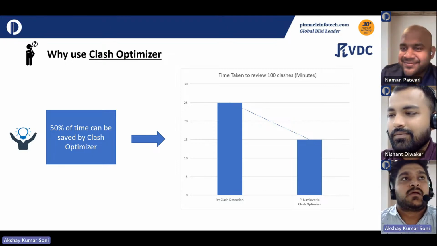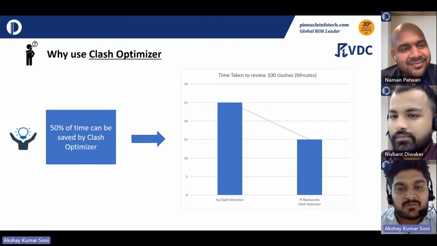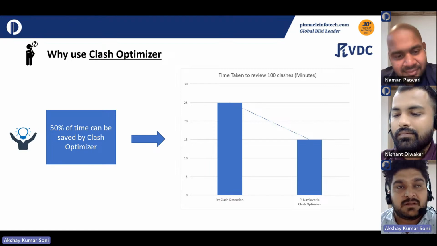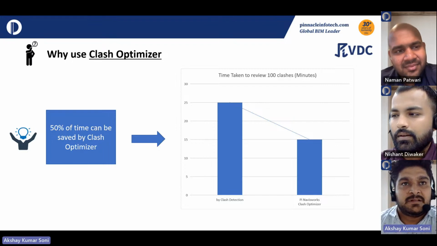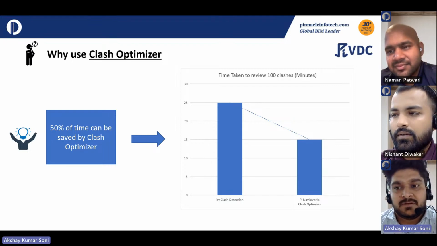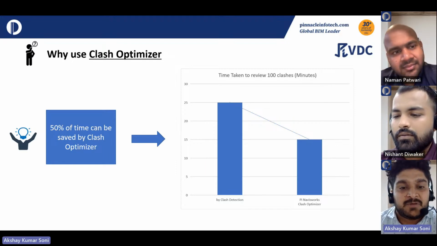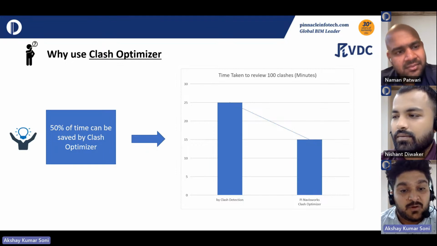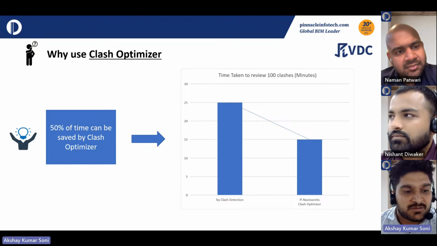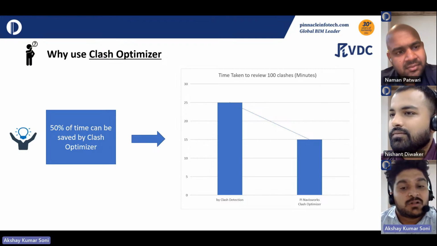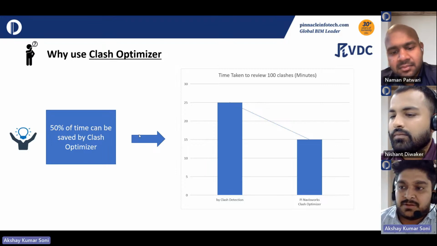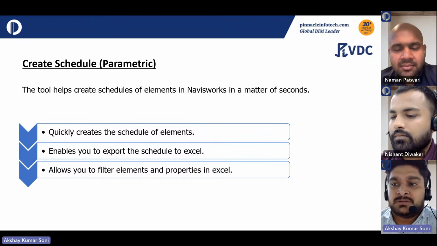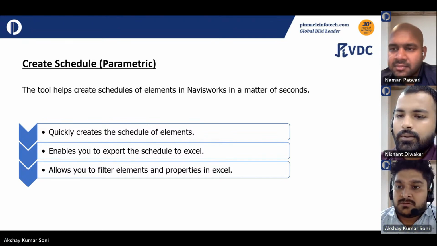Yes, by using this tool, we can save approximately 50% of time. If there were approximately 1000 clashes, and we fix the tolerance at a range, it will bring the clashes down to about 500. So it saves 50% of time, and we only have to focus on the main clashes, not all the clashes. By this, we can resolve all the clashes in less time, as we can see in the graphs here. Now I'll move forward to the next tool, which is Create Schedule.